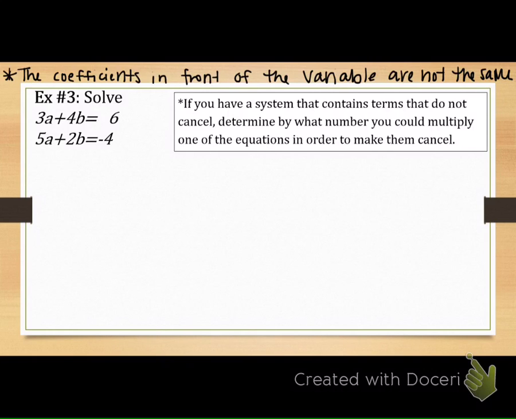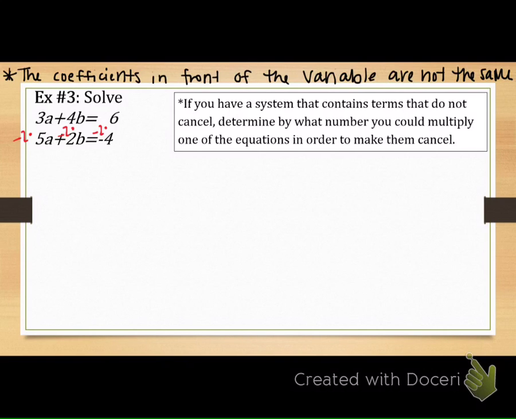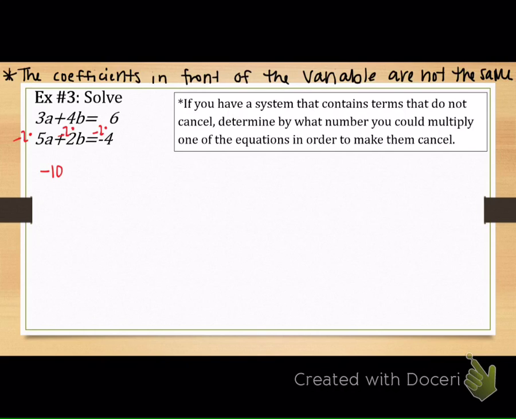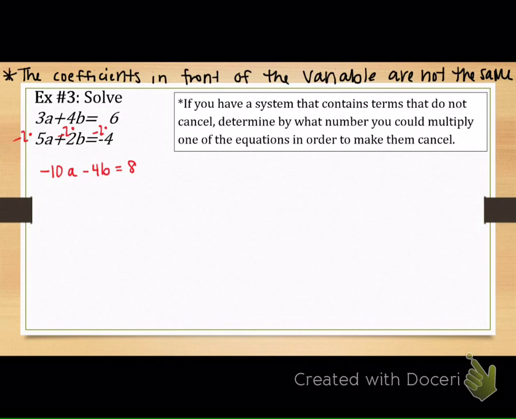So we will multiply all pieces in the bottom equation by -2, including after the equal sign. Make sure you're including after the equal sign. So that's -10a minus 4b equals 8. Always take the sign that's in front of the number, so that's positive, positive, negative, so that's why it ended up that way.